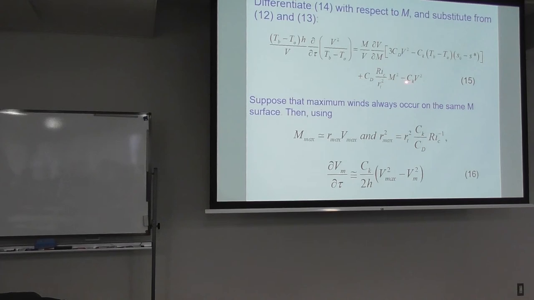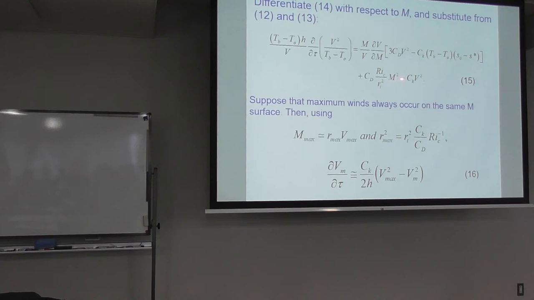Now, let's first look at the particular place where the wind speed reaches a maximum in radius or in angular momentum. At that particular place, this term is zero, because dV by dM is zero, where V reaches a maximum. At that particular place, the time rate of change of the velocity on that angular momentum surface is just proportional to these last two terms.